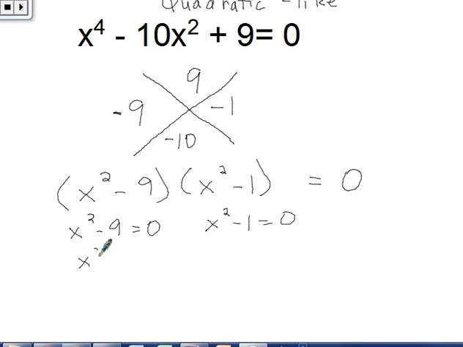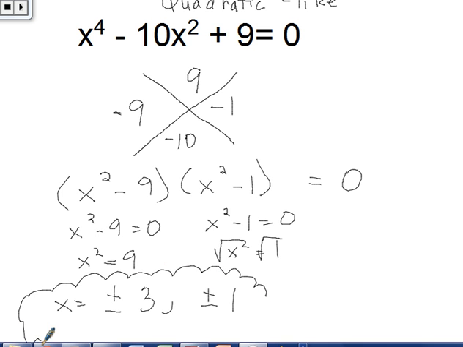So x squared equals 9. So x equals positive and negative 3. X squared equals 1. So x equals positive and negative 1. When you take the square root of 1, just remember the square root of 1 is its actual self, positive and negative 1.